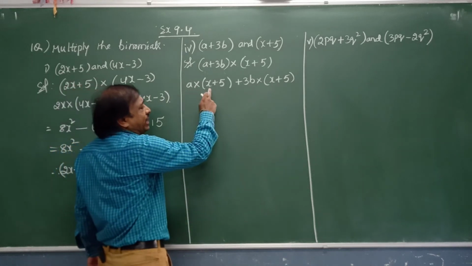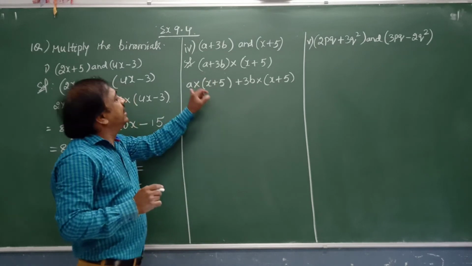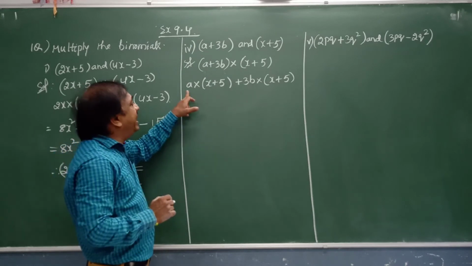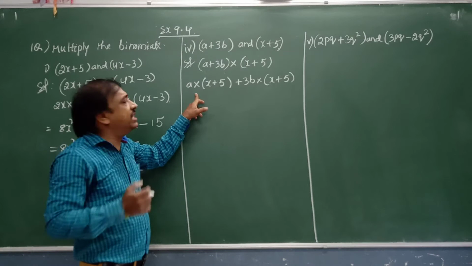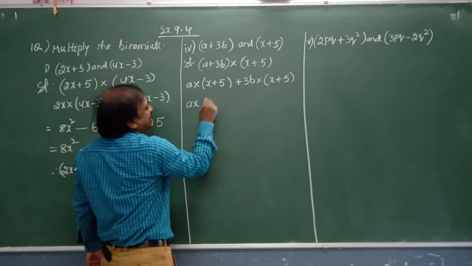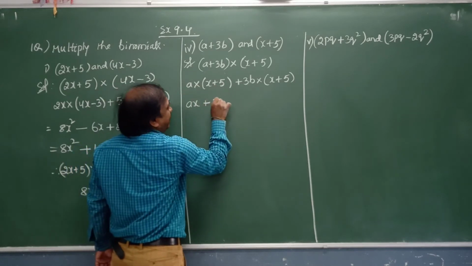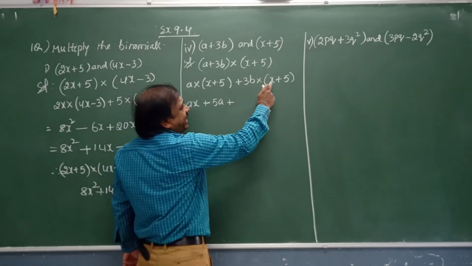So a into x. You see here, no need to write the step again. A into x, a into 5. In spite of writing that step, directly we are doing a into x. You are multiplying two algebraic variables. A into x, ax, plus into plus, a into 5, 5a, plus into plus, 3b into x.